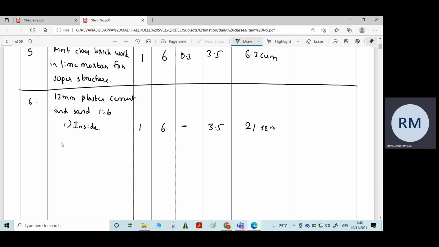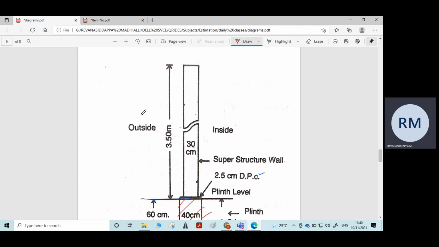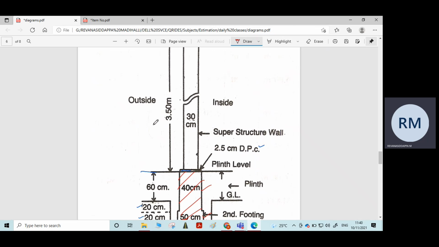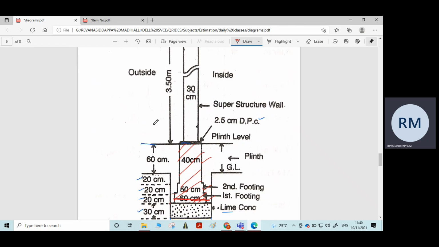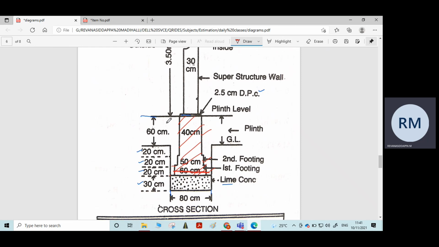Then you calculate outside. Number is 1. Length will be the same, 6 meter. Thickness neglected. And the height of the plastering, I will go to the figure. What will be the height of the plastering? Height of the plastering is 3.5 meter plus 0.6 meter.